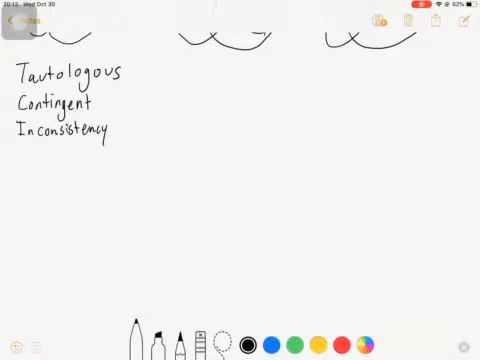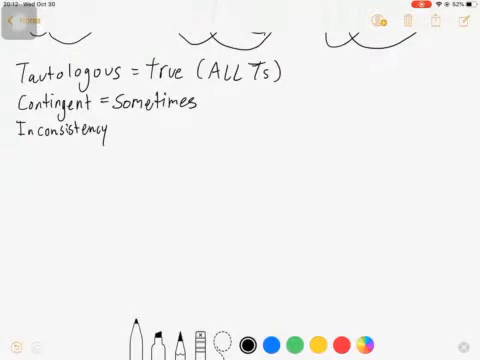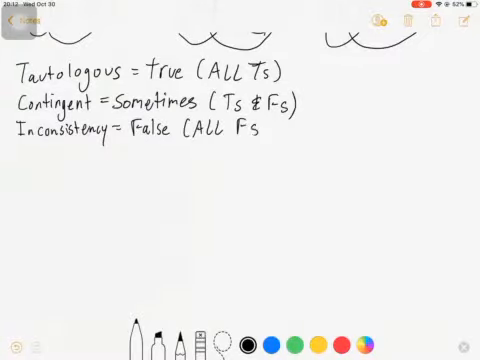A tautology means true. In this case, if we have under our main operator all T's, it's a tautology. Contingent means sometimes. And to translate that, that means that we have T's and F's. It doesn't actually tell us how many T's or how many F's we have, but if we have a mixture of both of them, then it's going to be contingent. And inconsistency means false. This means we have all F's. And inconsistency also means a contradiction.